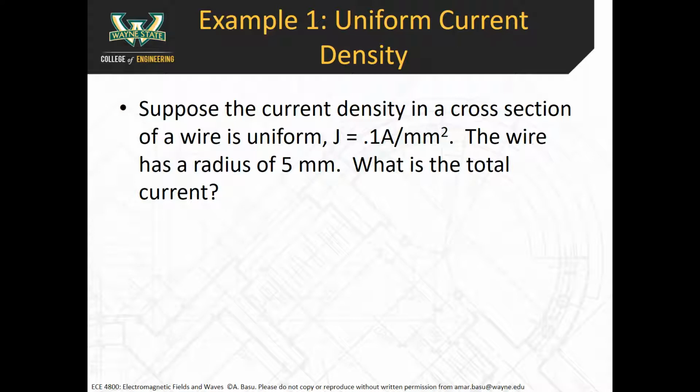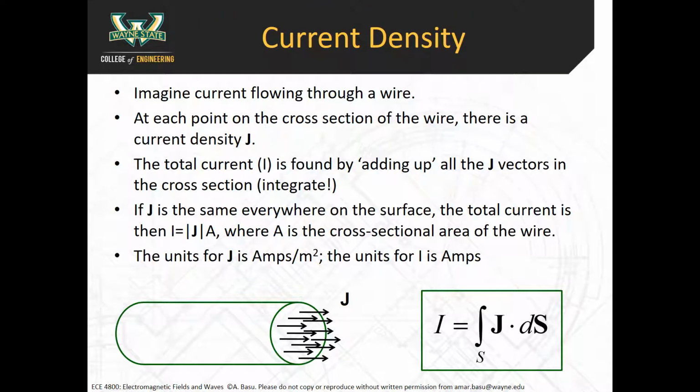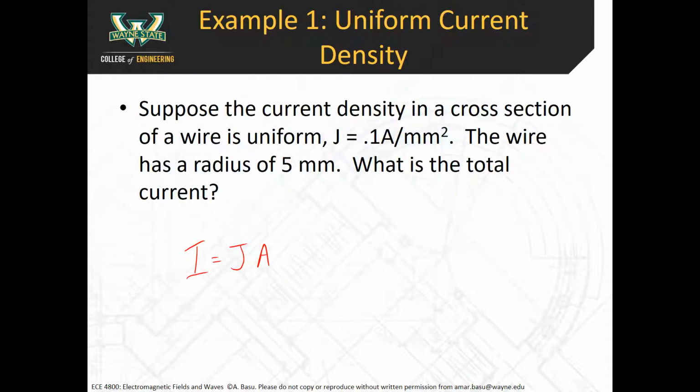All right, so we'll do this one fairly quickly so that we can move on to the next one. The current is going to be equal to J times A, right? Because we have uniform current density, we can use this formula here: I is equal to J times A. So the J that we're given is 0.1 amps per millimeter squared. And the radius is 5 millimeters.